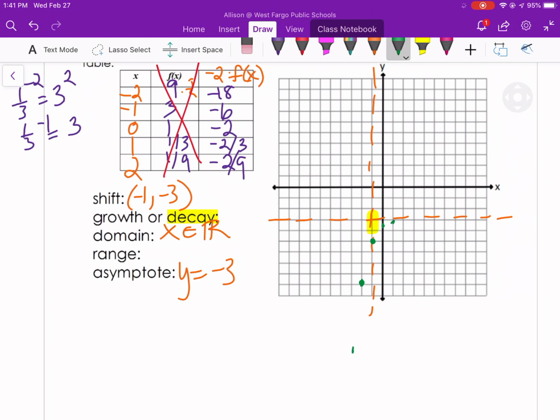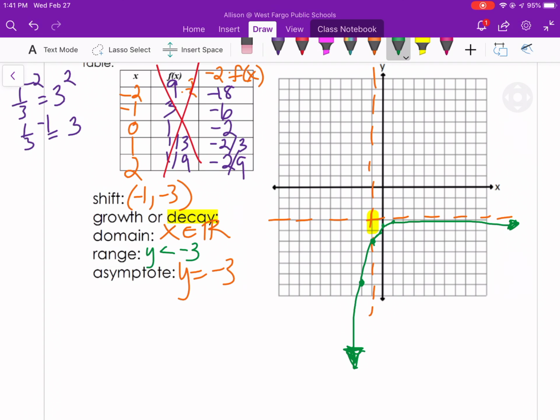So hopefully you can see that it is going to get really close to this function. Oops, went too far over it. It's hard to draw with the stylus. It's going to get really close, but then it's never going to cross that. So this negative, it's actually kind of decaying from the other side. It's reflected. So it's coming in from the right and decaying to the left. Still exponential decay, just decaying from the other side. So my range then is going to be my y values that are associated with negative 3, but this time it's going to be less than negative 3.